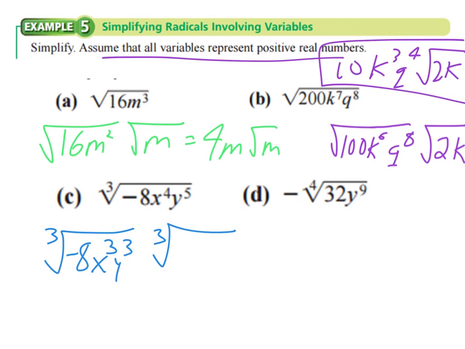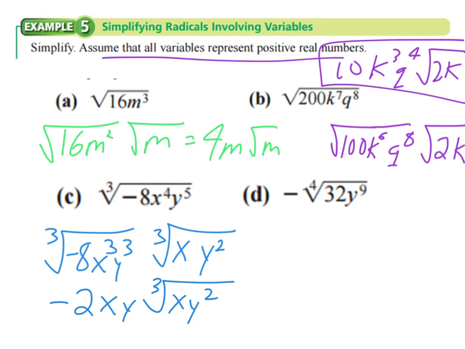So we didn't have any numbers left over, but we would have a leftover x and a leftover y squared. Notice in here that our exponents are all less than 3. If you have an exponent here that's 3 or greater, that means you should have put more over here, and you want to take care of that. So we just cube root what we can. So this first radical, we can cube root this, so negative 2xy, and the cube root of xy squared. So that's what we're looking at there.